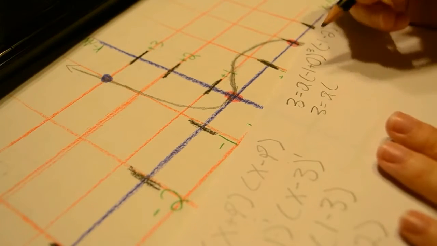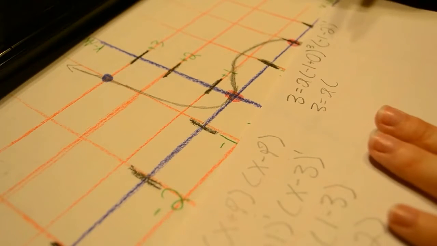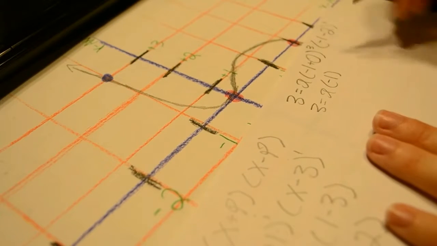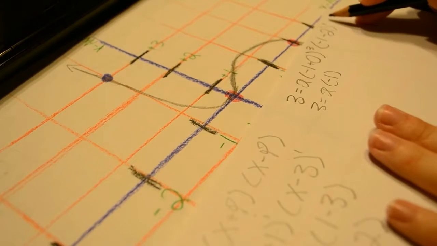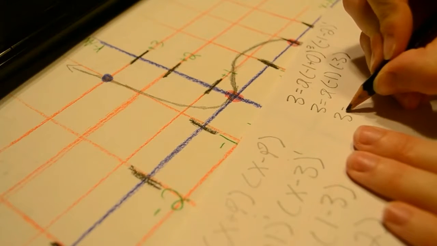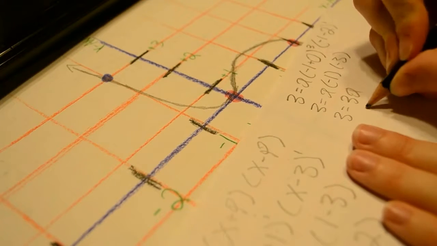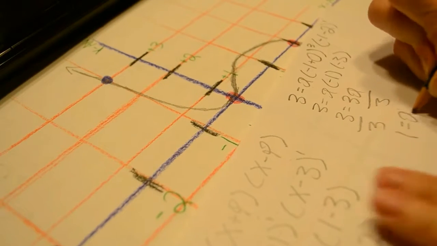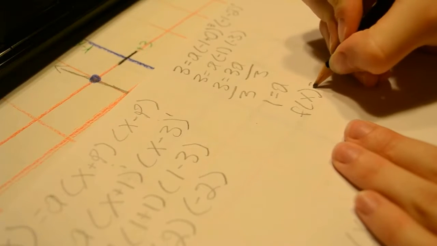Now we have 3 equals a, -1 plus 0 is just -1, -1 times -1 is +1, and +1 times -1 is -1. And then we have -1 minus 2 to get -3, to the first power is just -3. So then you multiply -1 times -3 to get +3a, divided by 3 on both sides to get 1 equals a. And then the finished product would be f of x equals 1.